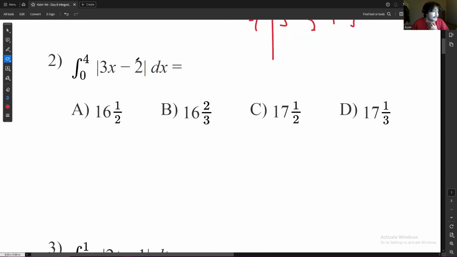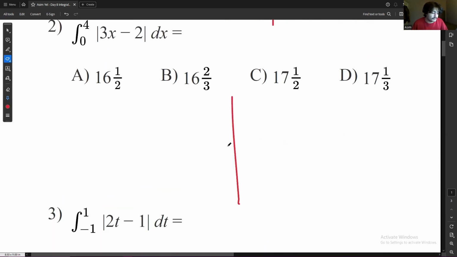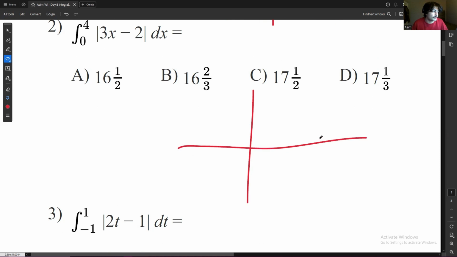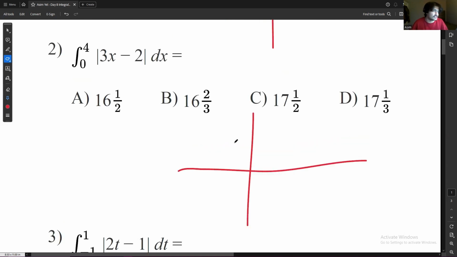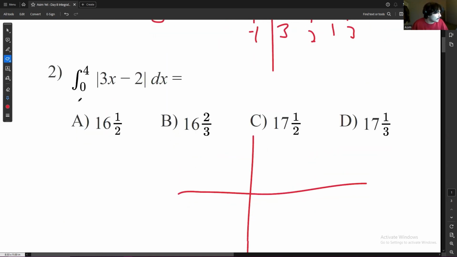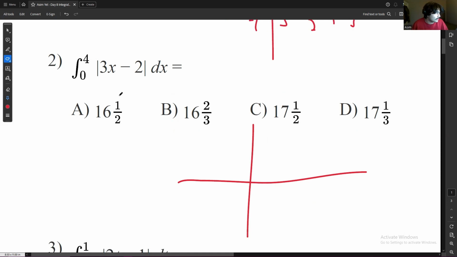I'm going to use the same method over here. If you didn't understand the previous question, you're probably going to understand this time because I'm doing the same thing. So what is my zero value? 3x minus 2 is equal to 0, and x will be equal to 2 over 3.